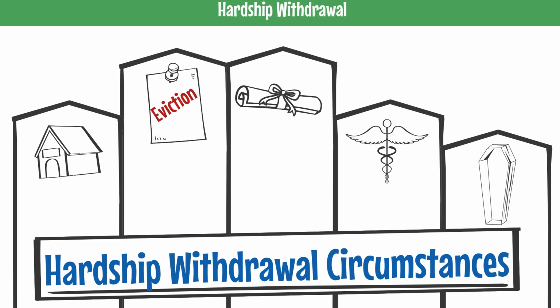First, the purchase of a principal residence, not including mortgage payments. Next, the prevention of eviction from or foreclosure upon your primary residence. Third, for tuition, related educational fees, and/or room and board expenses for the next 12 months of post-secondary education, education requiring a high school diploma or GED, for you, your spouse, your children, or your other dependents.